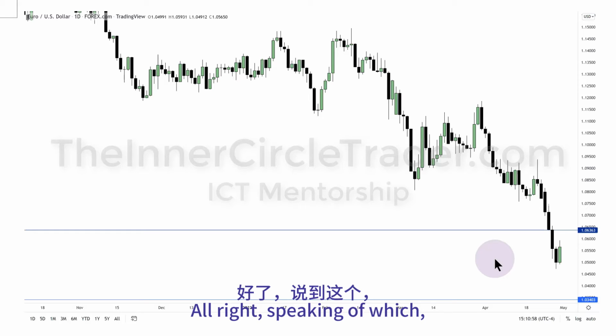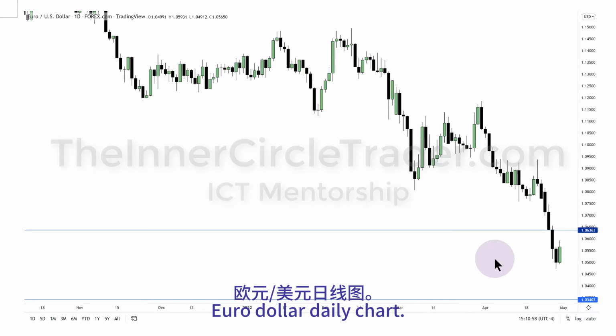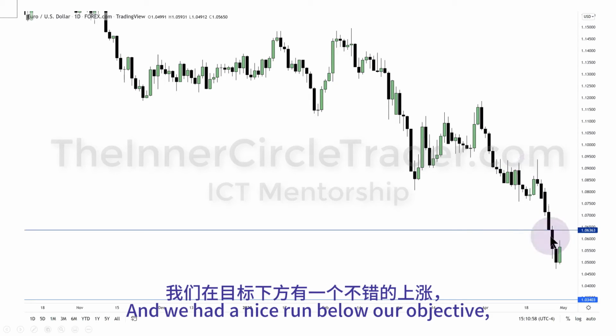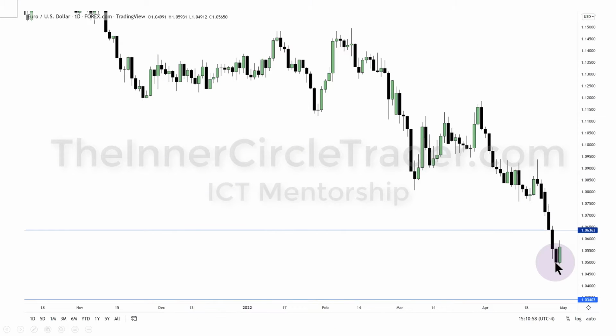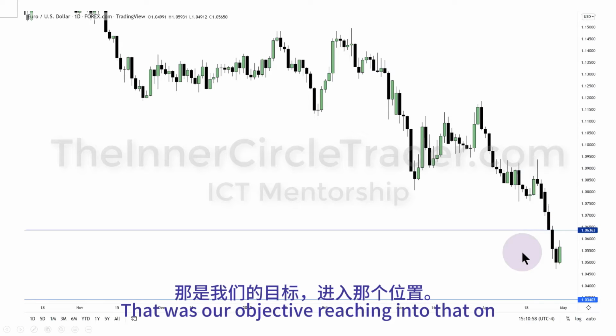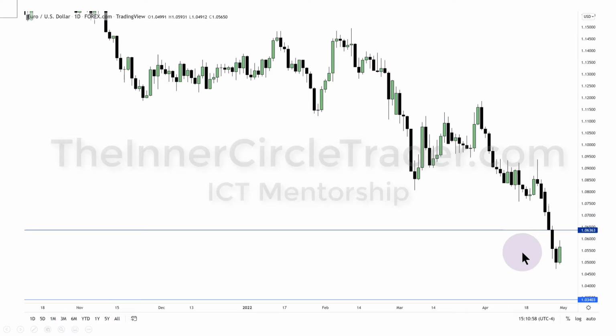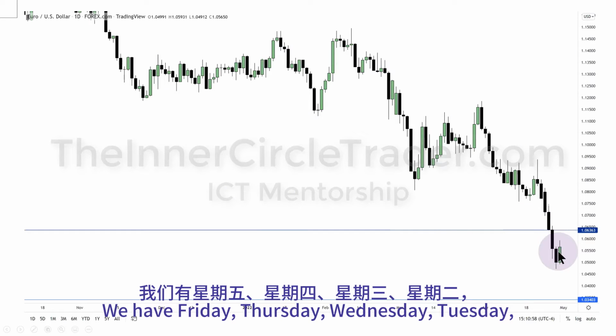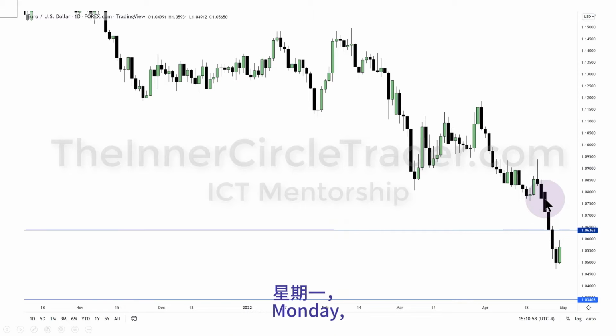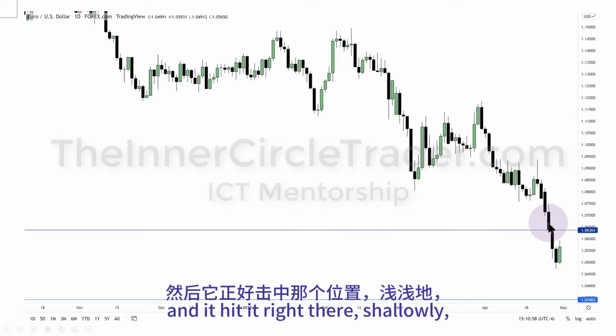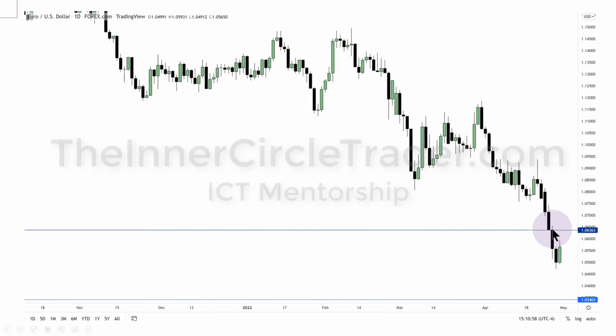All right, speaking of which, euro dollar daily chart, and we had a nice run below our objective, 1.06363. That was our objective, reaching into that on Monday's analysis. So we have Friday, Thursday, Wednesday, Tuesday, Monday. And it hit it right there, shallowly, but then had continuation, obviously, as we were expecting.